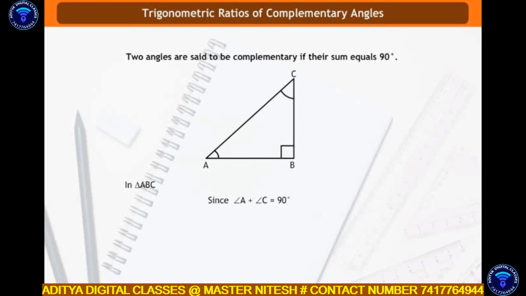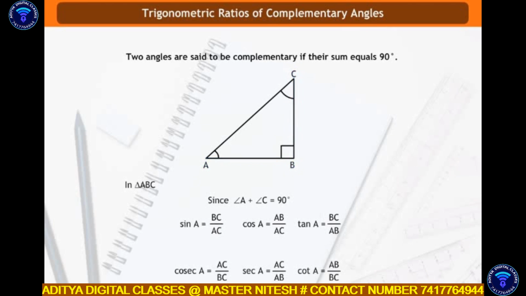such a pair. We have sin A is equal to BC by AC, cos A is equal to AB by AC, tan A is equal to BC by AB, cosecant A is equal to AC by BC, secant A is equal to AC by AB, and cot A is equal to AB by BC. Let them be equation 1.